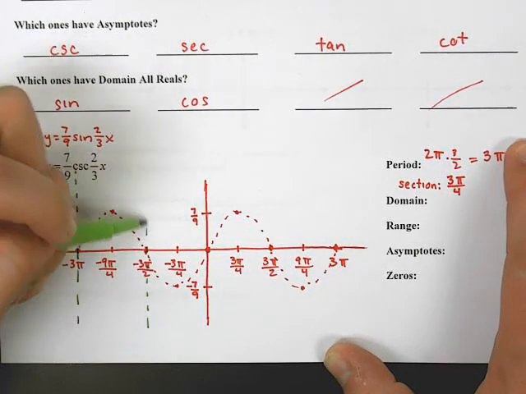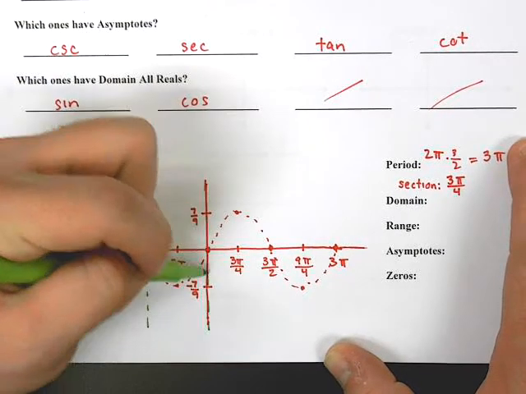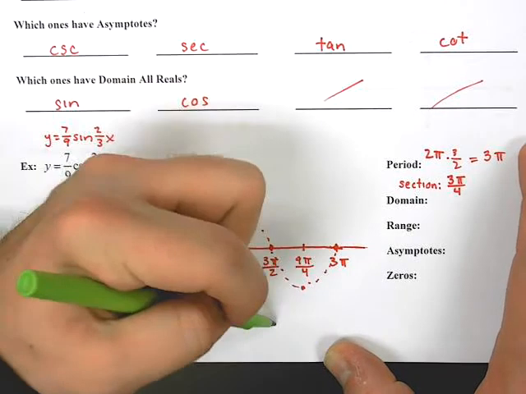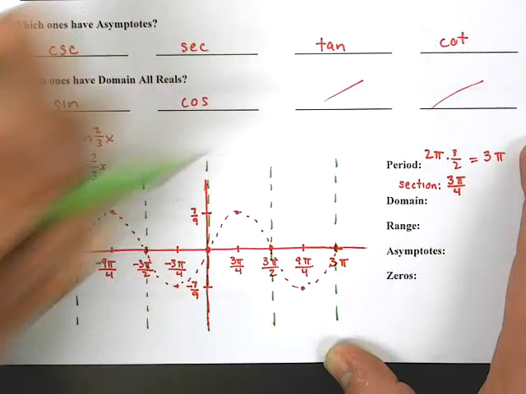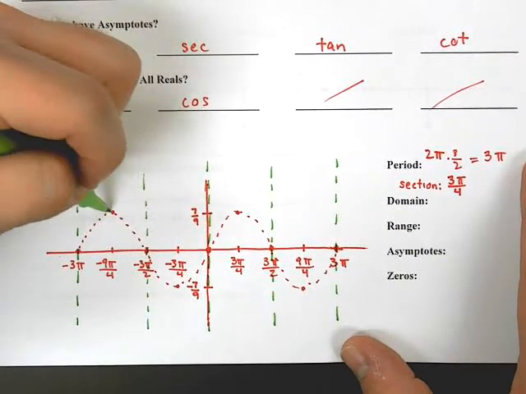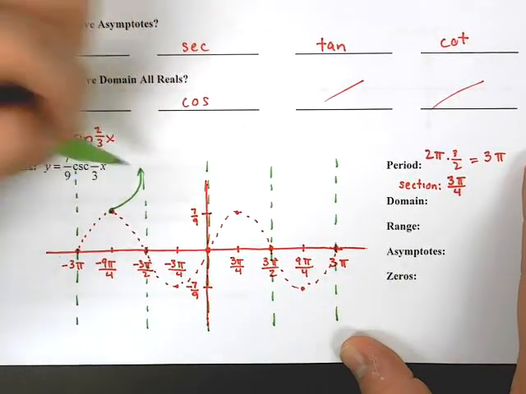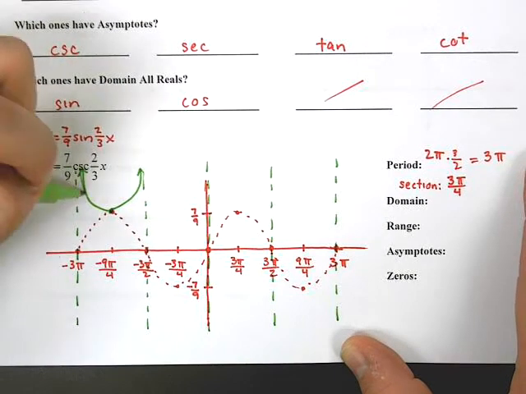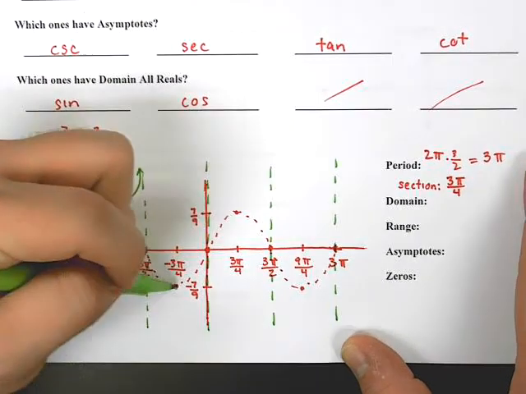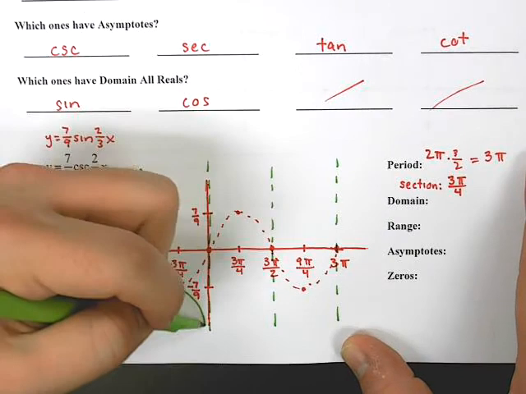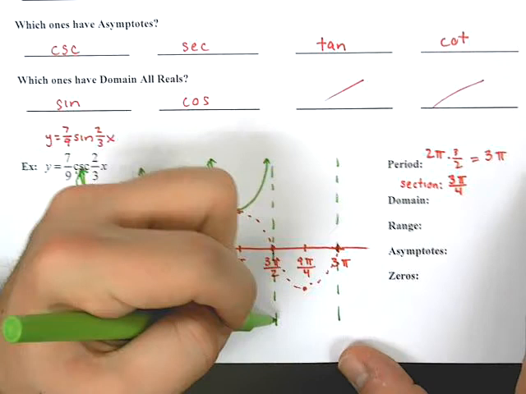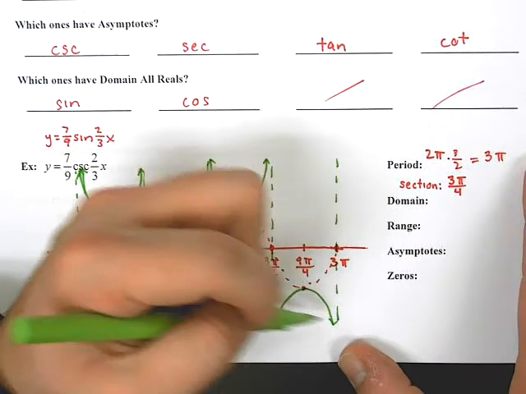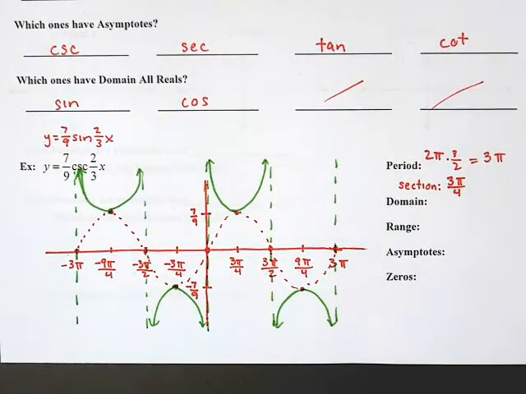Asymptote. Asymptote. Asymptote. Asymptote. And then remember, we just kind of make these parabola-looking pieces. Oh, that wasn't very good. There we go. Okay. So there we have it. There we have our cosecant graph.